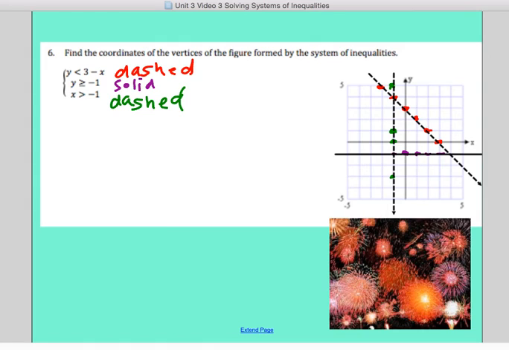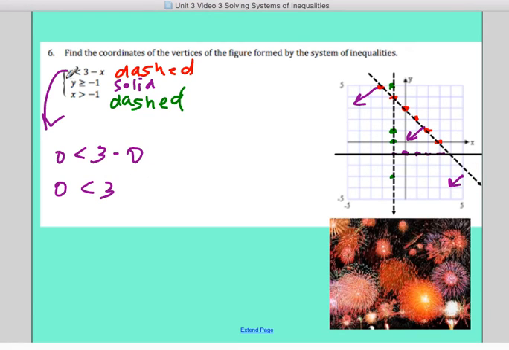And then we just need to talk about where to shade for each one. Okay, so for this line, y is less than. So I'm thinking I'm going to be shading below, but let's check our ordered pair 0, 0 and see if it works. Is 0 less than 3 minus 0? Is 0 less than 3? Yes, it is. So I'm going to be shading where this ordered pair is. So I would be shading this entire area.